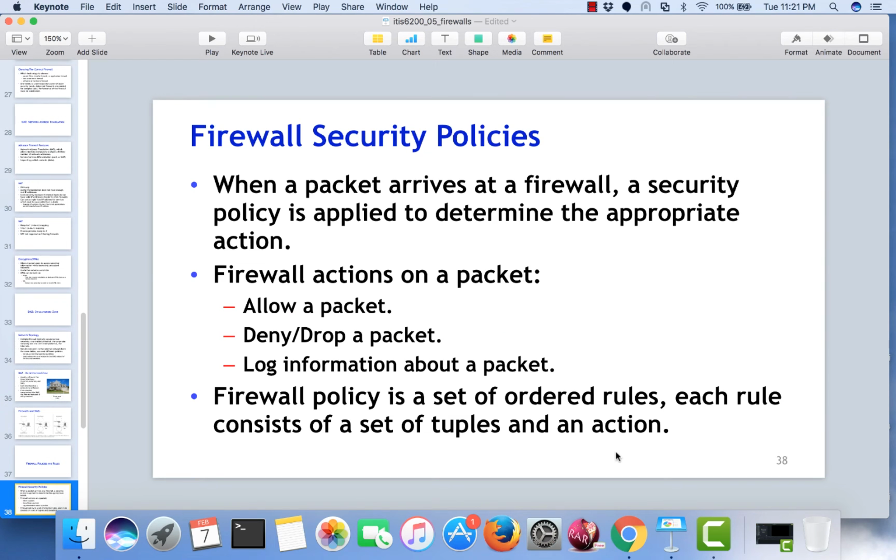So, firewall policies and procedures. Let's talk a little bit about how that access happens. When somebody comes from the external side, or someone on the inside wants to go out, what allows that? What are these rules and policies you keep talking about that allow that to happen? When a packet arrives at a firewall, a security policy is applied to determine the appropriate action.